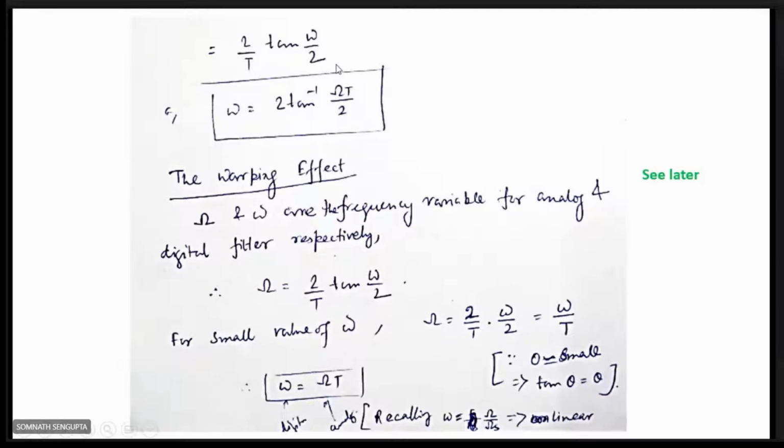That is the important concept. So what does it mean? It is the relation between analog frequency and digital frequency. Or if you take this one, the digital frequency in terms of the analog frequency, omega will become 2 tan inverse omega t by 2.